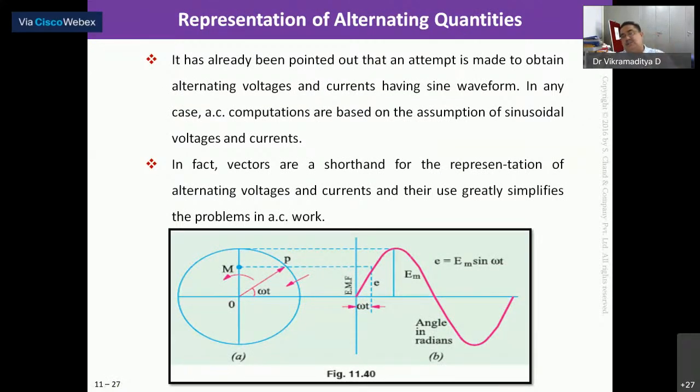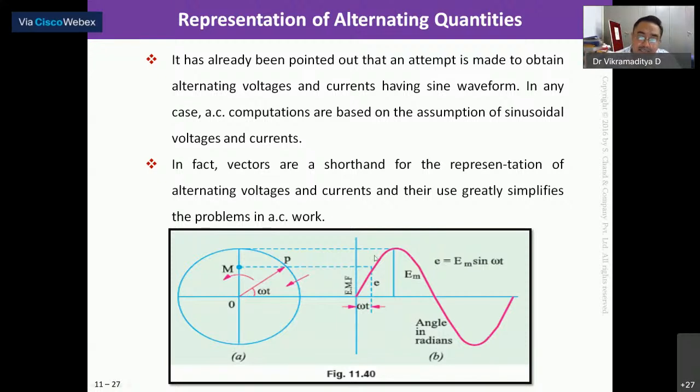How to represent an alternating quantity? This is the important point. We will be using the same thing as we have used in vectors. They are represented as a vector only, but how to represent it should be clear. For example, you have a sinusoidal waveform like this, E is equal to Em sin omega t. Now omega t is the angle in radians. It can be theta also, or it can be expressed as omega t, where omega is nothing but 2 pi by T. I have already told you how to convert time into angle.